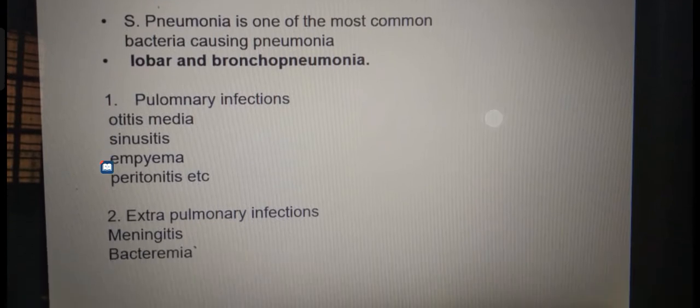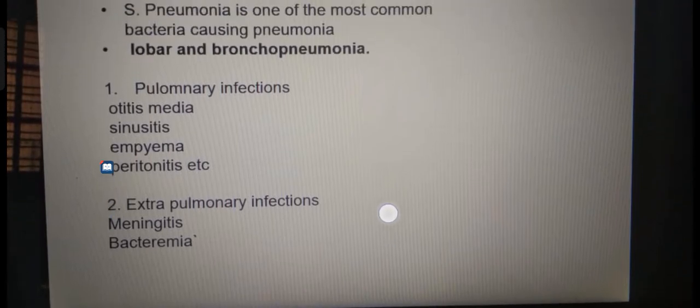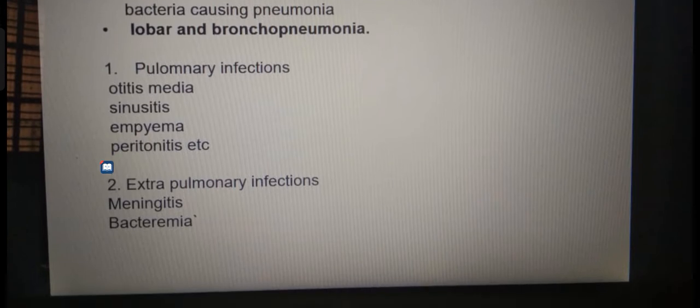I have already discussed that Streptococcus pneumoniae means they produce pneumonia only. Streptococcus pneumoniae is one of the most common bacteria causing pneumonia. Lobar pneumonia and bronchopneumonia will be produced. First is pulmonary infection. Otitis media we have already discussed, and also sinusitis, empyema, peritonitis, etc. Extrapulmonary infections include meningitis and bacteremia.